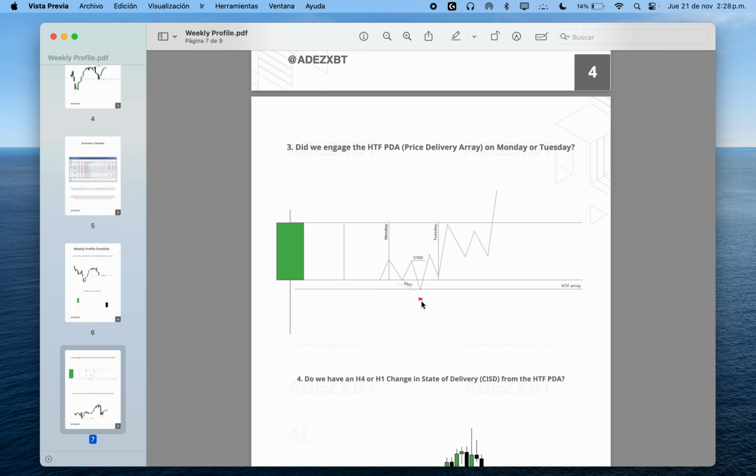Tuesday, we have high impact news, we have red folder, okay? We engage a high time frame array and we take Monday low. We shift the structure, okay? At this point, on the change in the state of delivery or shift in structure, this is a valid classic buy week for me, or a classic sell week.